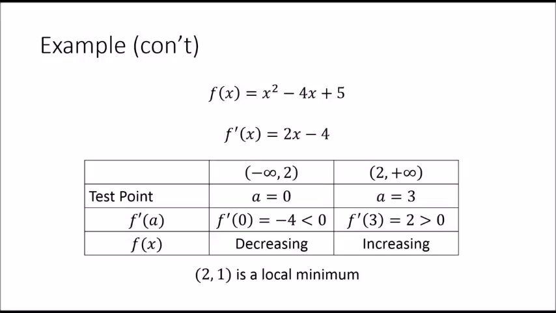So the value of the function at that point is 1, so (2, 1) is a critical point that is a local minimum. So let's do another example.